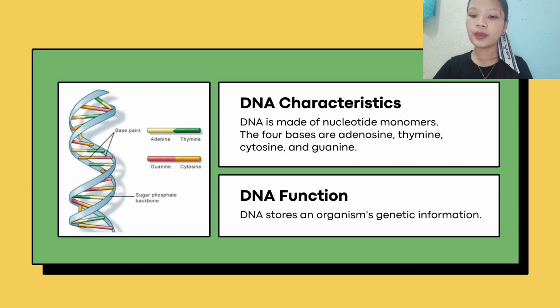Yan. So ang base pairs is adenine and thymine. And yung next one is guanine and cytosine. Ayan, nandito yung colors para hindi tayo malito. So yung helix, yung double helix na paikot, ayan yung nakikita nyo. Yung naka-arrow dyan is yung sugar phosphate backbone.